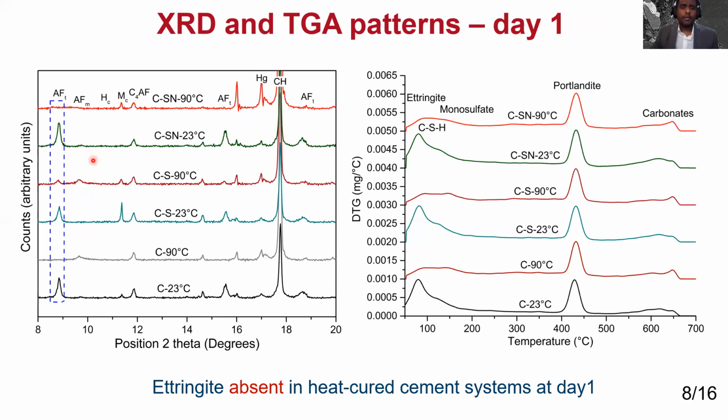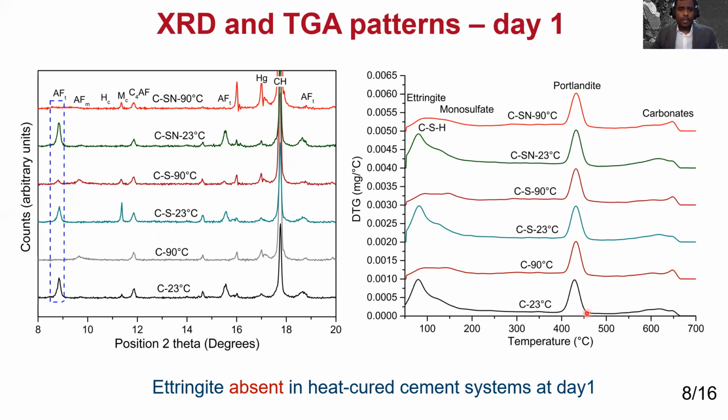To confirm this again, we have done some TGA work where we can see a deep mass loss occurring between 80 degrees Celsius and 100 degrees Celsius in the ambient curing, indicating the presence of primary ettringite, whereas we are able to see only a shallow mass loss occurring in the heat cured cementitious system, indicating the absence of primary ettringite.